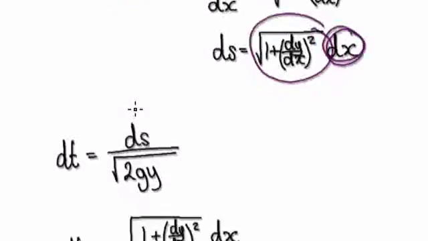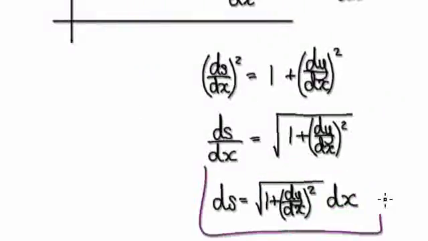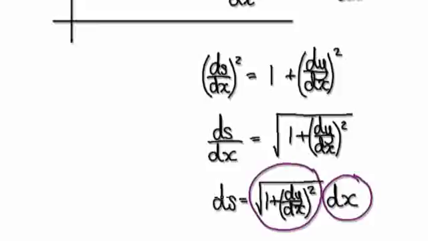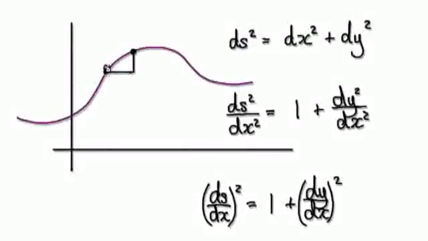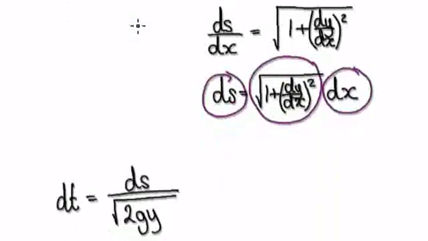So when you see this here, the way you should read it is that a small change in x, in the x direction, combine it with this thing, will result in a small change in the actual path. A small change in the actual path. So this bit here is really your ds.